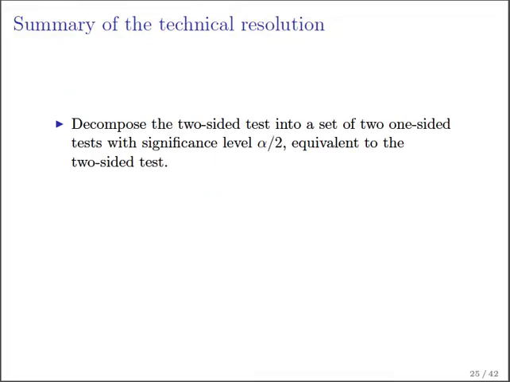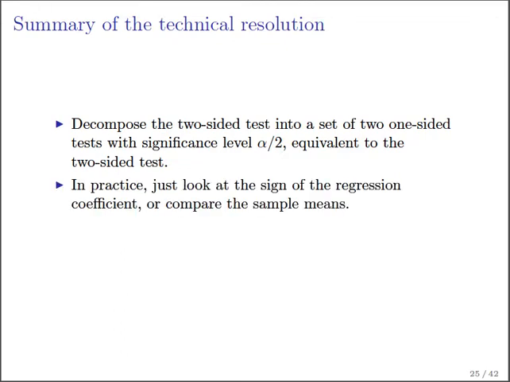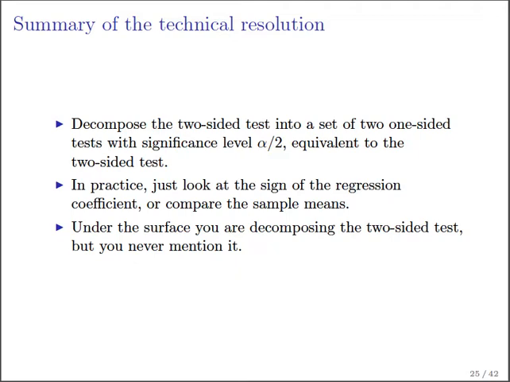So they're really equivalent. The summary of the technical resolution is that we decompose the two-sided tests into a set of two one-sided tests, each with significance level alpha over 2, and those are equivalent to the two-sided test. But in practice, all you do is look at the sign of the regression coefficient or look at the two sample means and see which one is bigger. Essentially, using common sense and making the common sense conclusion about which one is larger. Under the surface, you're decomposing the two-sided test into these one-sided tests, but you never mention it unless that technical question comes up, which it only will come up with somebody who's interested in theory and interested in the formal world more than in the actual problem at hand.